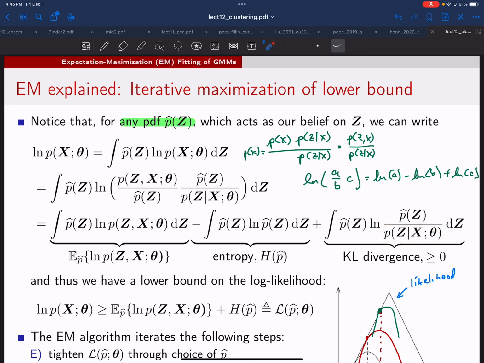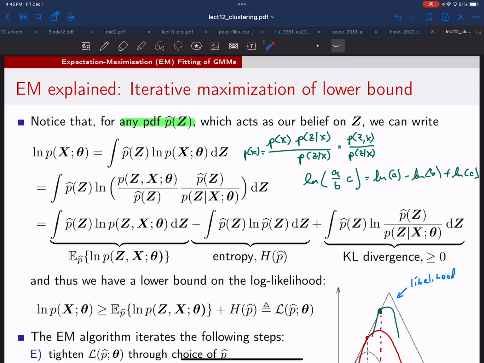Okay, so when those PDFs are identical, look at what happens. If these are identical, the ratio is 1. Log of 1 is 0, right? And if this term is 0, then this whole thing goes away. So when these distributions are equal, this term is 0. But anytime they're not equal, this term will be positive.